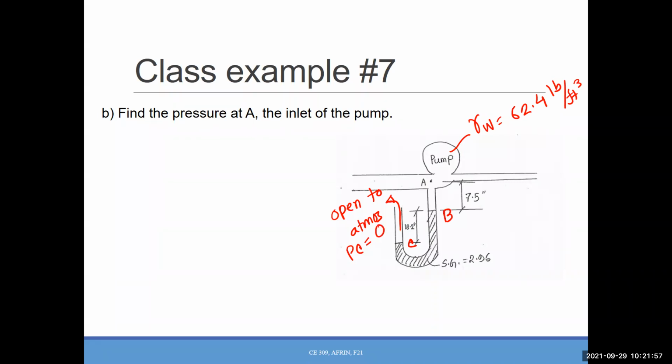Now, to solve this question, you can start from A or you can start from C. Do whatever you find easier. Eventually, you'll come up with the same answer. So, just to remind you all the rules, you will start from any point and then move to the next interface. If you are going downward, you will add the pressure. If you are going upward, you will subtract the pressure.